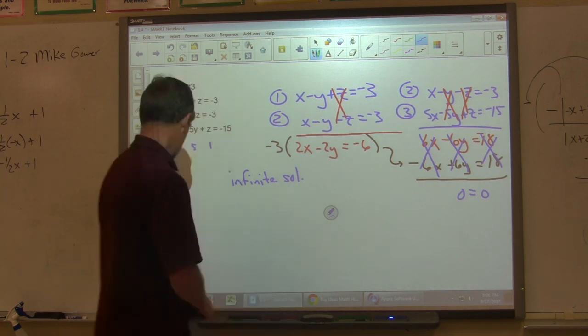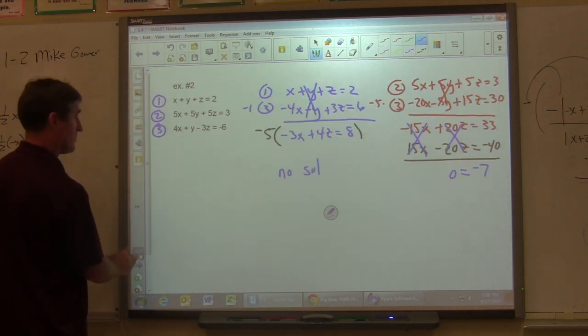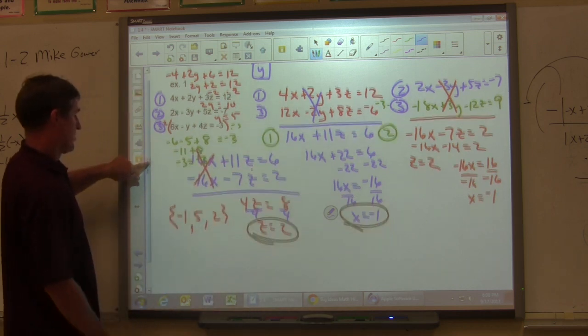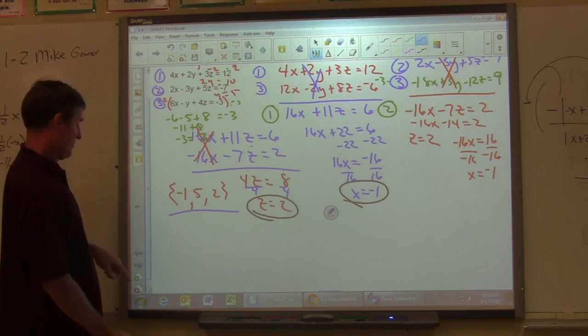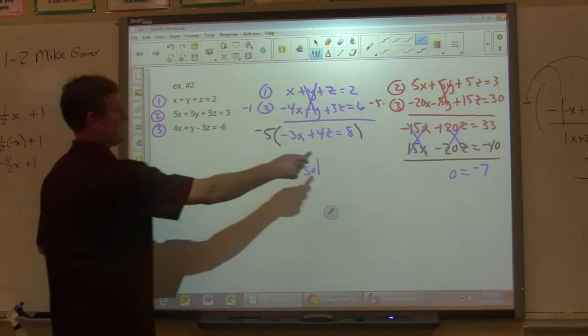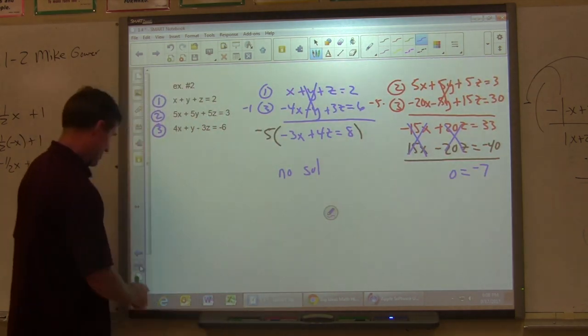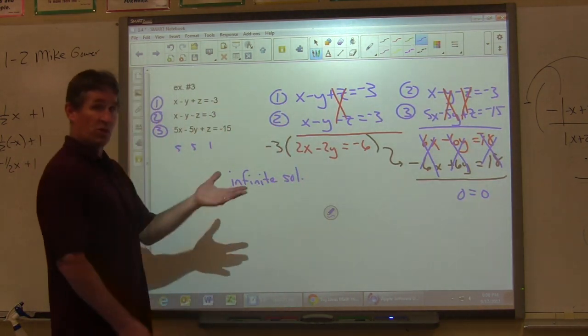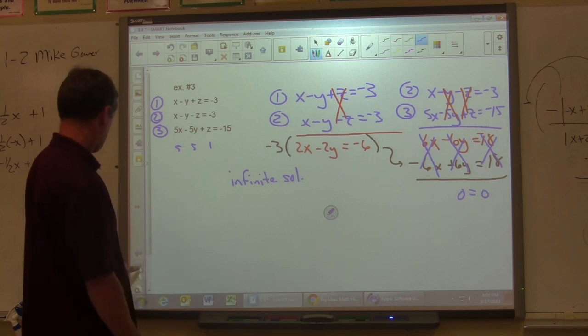So I went through one where we get an answer. So we had our ordered triple here. We did one where they canceled out and they're not equal, so that's no solution. And we did one where they are equal and it's infinite solutions. And those are the 3 types you'll have.